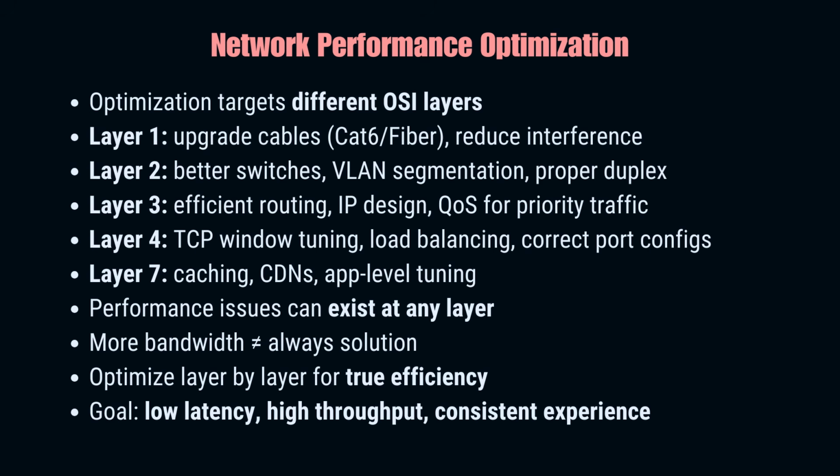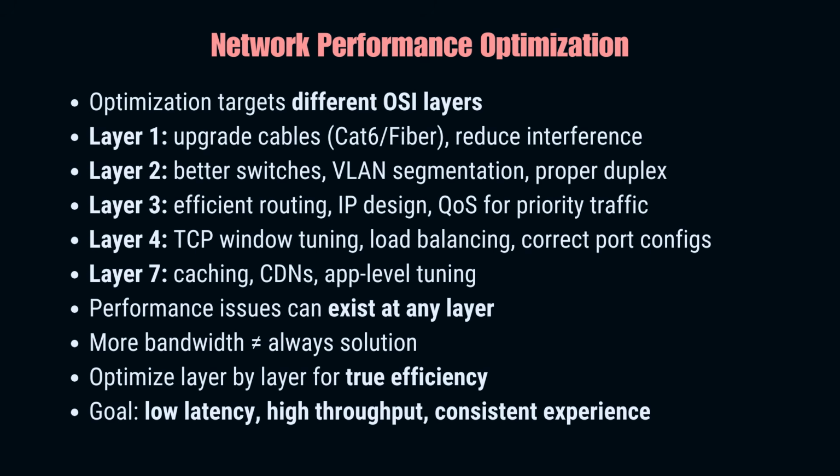Network performance optimization requires understanding bottlenecks at different OSI layers. Physical layer optimization includes upgrading from copper to fiber for higher bandwidth, using proper cable categories, Cat6 versus Cat5e, and minimizing electromagnetic interference sources. Data link layer improvements involve upgrading switch hardware for better forwarding rates, implementing VLANs to reduce broadcast domains, and configuring proper duplex settings to avoid collisions.